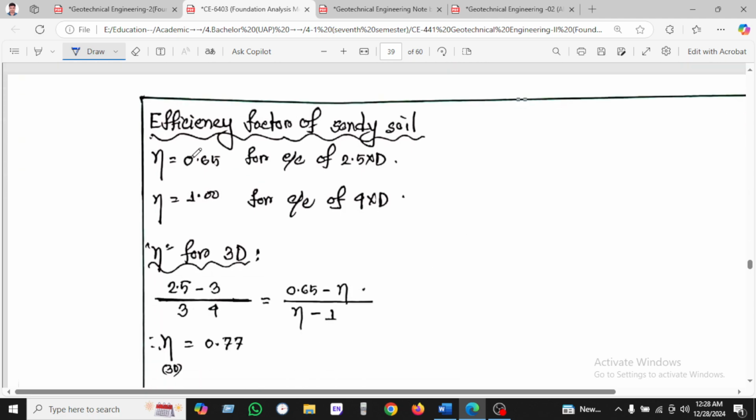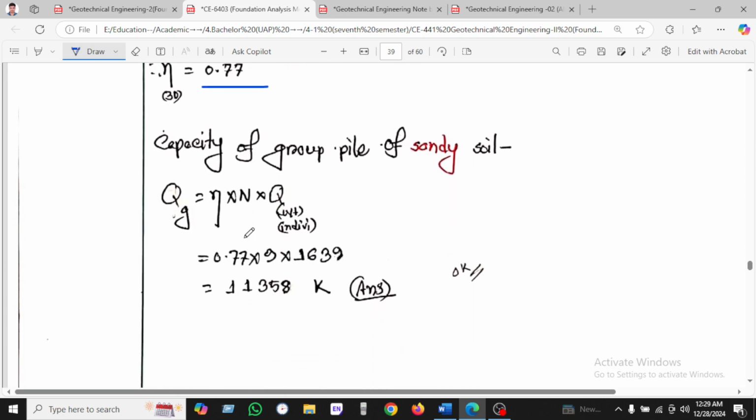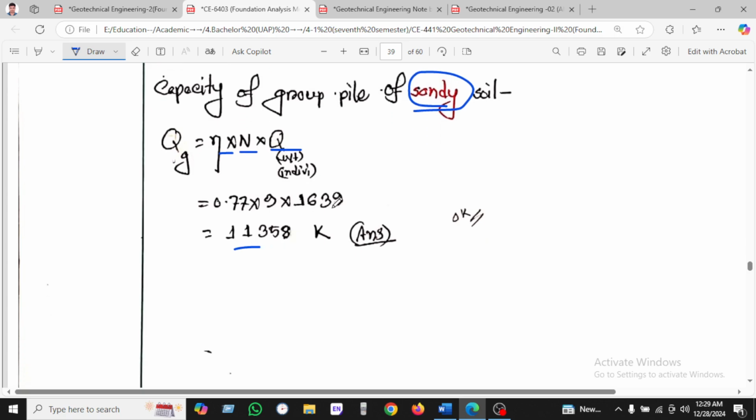When we use the efficiency factor, n is 0.65 for center 2 point D, n equal to 1 for center D equal to 4, and for 3D, now we'll use the 3D, and efficiency factor is found 0.77, which is less than 1. Now we'll use efficiency factor in sandy soil, n equal to number of pile into Q individual, and found 358 kip.